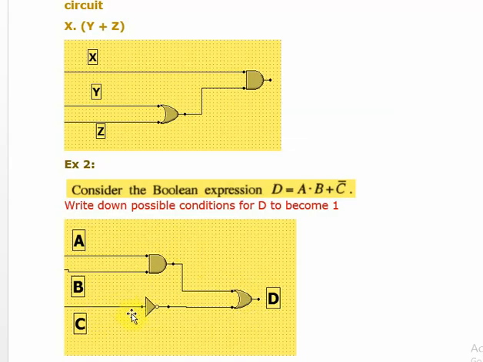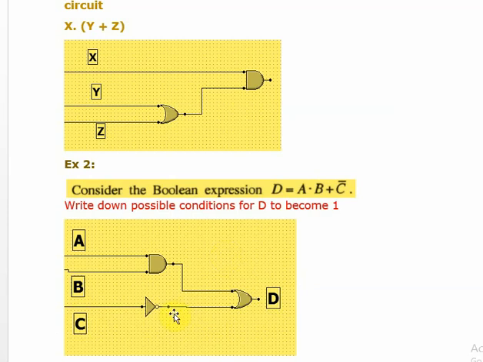If C is 1, here the output is 0, no problem. 0 or 1 is 1. If C is 1, then you will be getting 0 here. Doesn't matter, 1 and 0 is 1. If we get 1 here also, 1 and 1 is 1. So that is one condition. A equal 1, B equal 1, C equal 1 or 0.